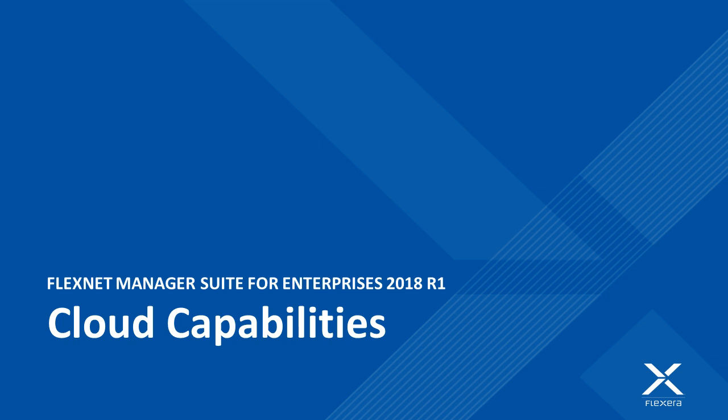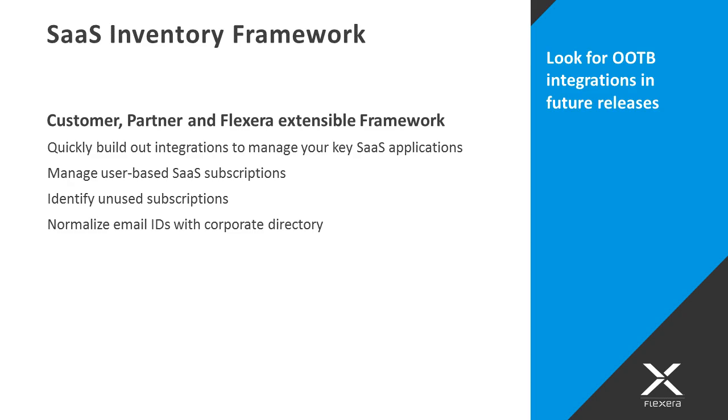So let's look at cloud capabilities. First thing that we have is the SaaS inventory framework. This is a capability that we have built to enable yourselves, partners, Flexera, ourselves, to build modules and integrations that will pull data in from your key SaaS applications. It is an extensible framework that allows you to build these modules for the SaaS products that you are most focused on, bring that data into FlexNet Manager Suite and manage the usage, identify unused subscriptions, and certainly normalize email IDs with the corporate directory as part of that scope.